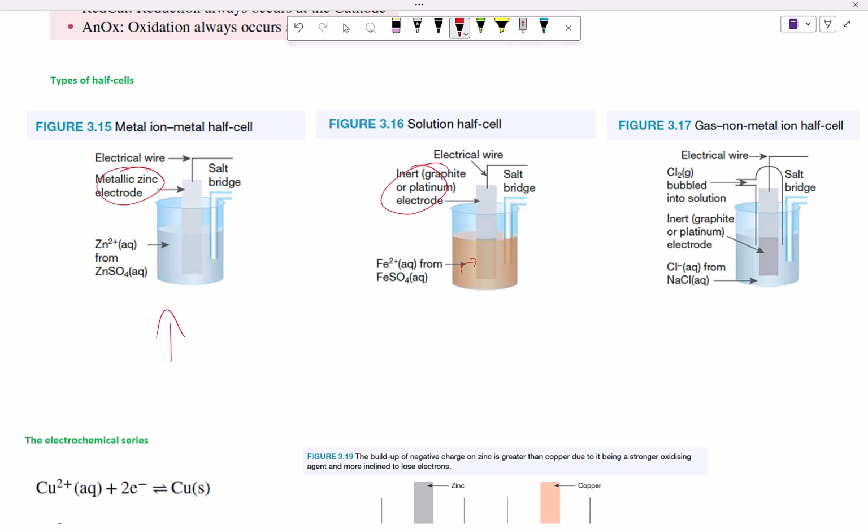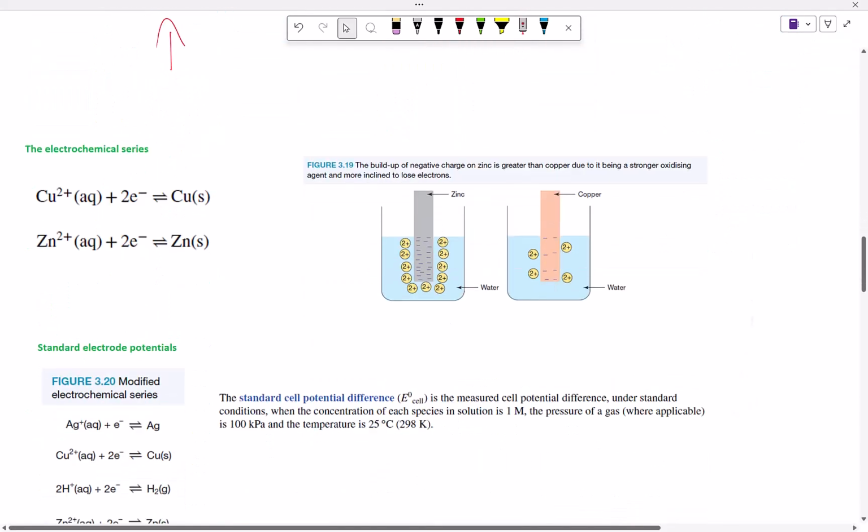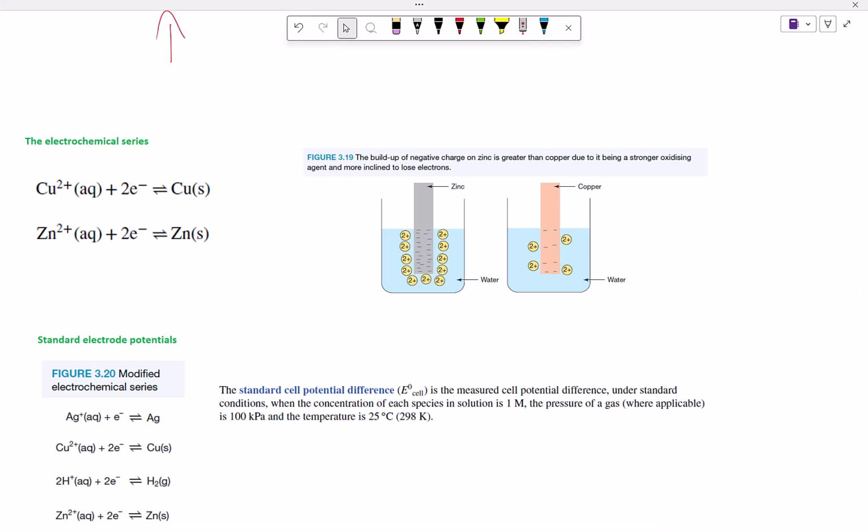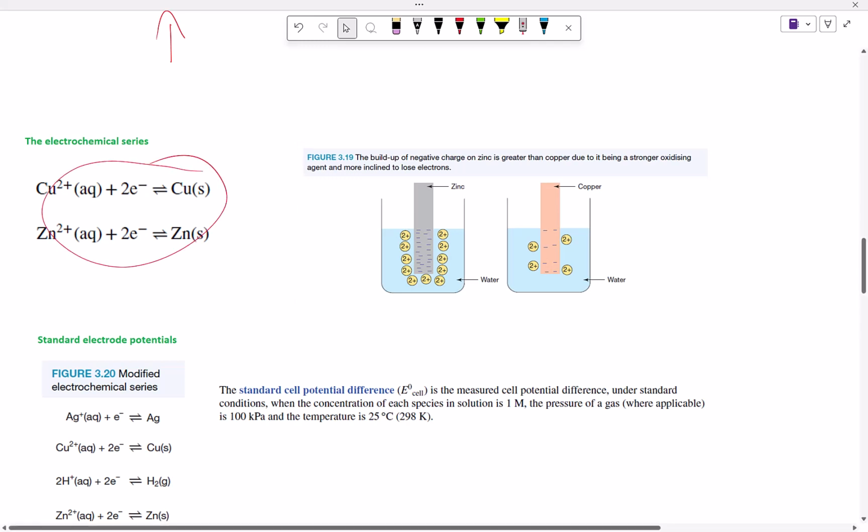The other way is to use a gas non-metal ion half cell. So you've got some sort of inert electrode there. You've got, for example, chlorine bubbled through, and then you've got some chlorine in the solution. Okay, and we'll go into more details of those later on. Now let's have a look at the electrochemical series. All right, so clearly this is not the full electrochemical series. It's just what we're going to use for the moment as a starting point. Okay, and it's what we've been working with.